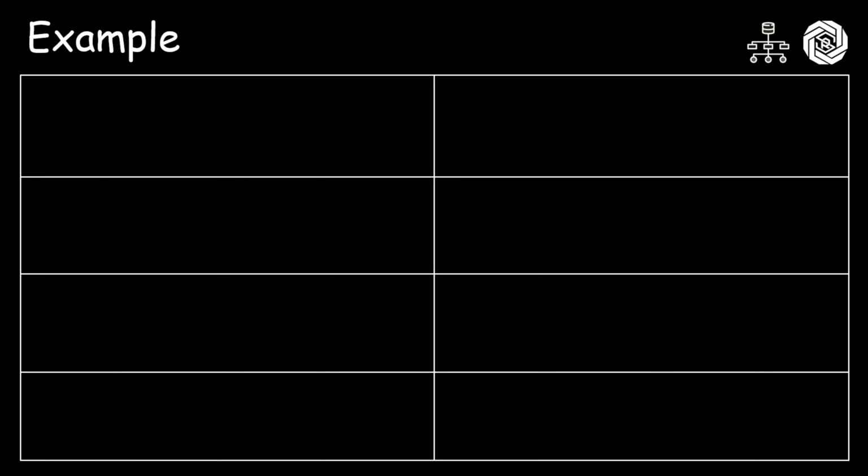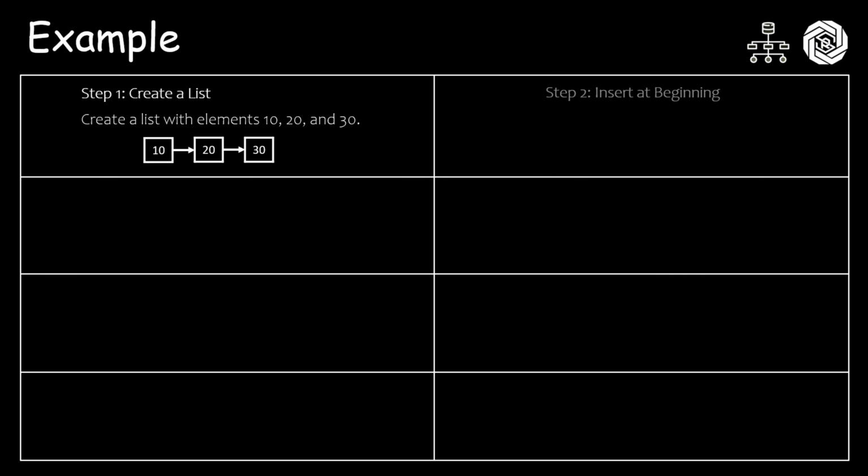Let's walk through an example. Step 1. Create a list. Let's create a list with elements 10, 20, and 30. Now, the list looks like this. Step 2. Insert at beginning. 5 is inserted at the beginning.